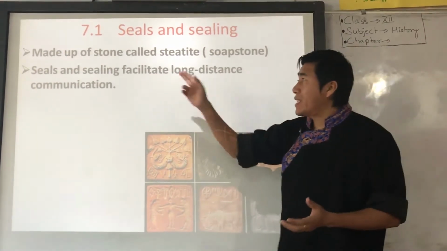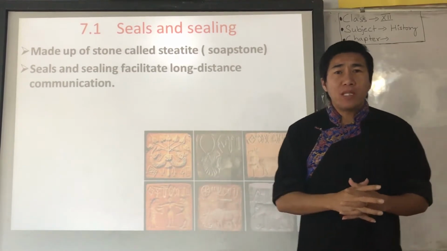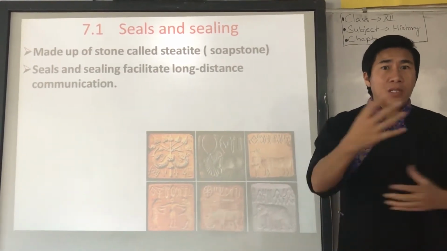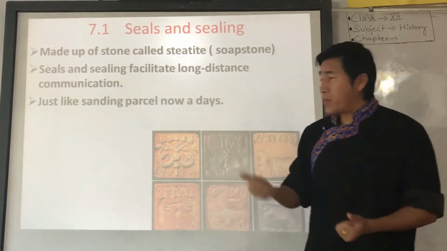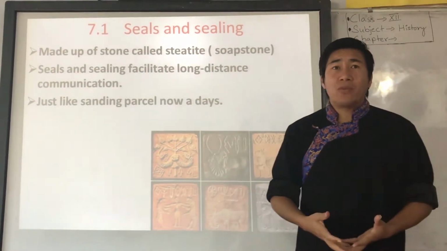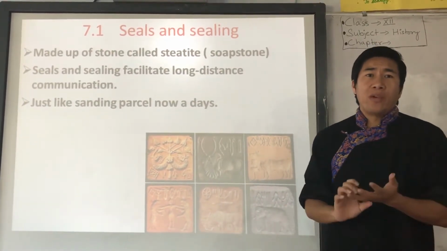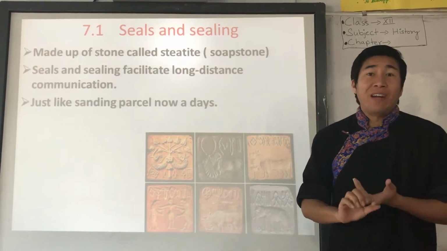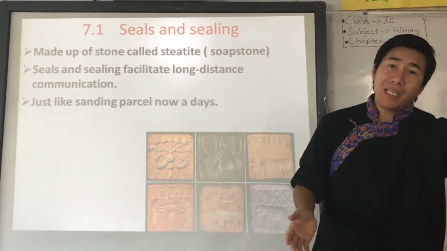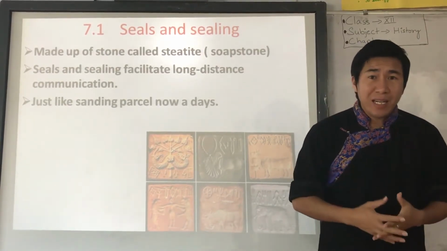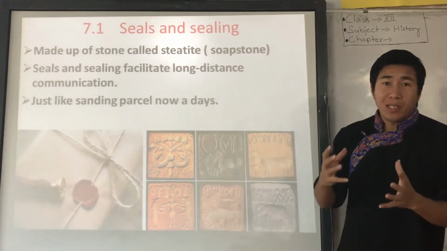As I told you before, seal and sealing facilitate long distance communication. That means long distance communication means to send a gift or parcel somewhere else, just like we send parcels nowadays. Nowadays we have different kinds of facilities, like speed post, Blue Dart, FedEx. But at that time, during 2600 BC, was there any kind of facility? No.